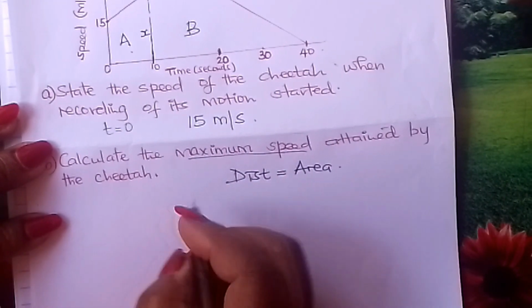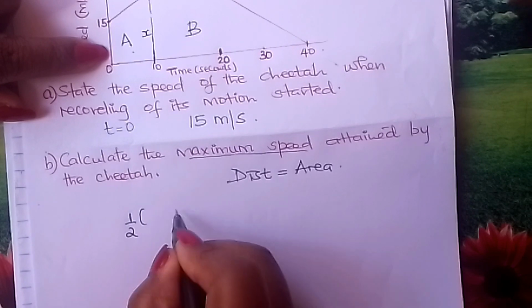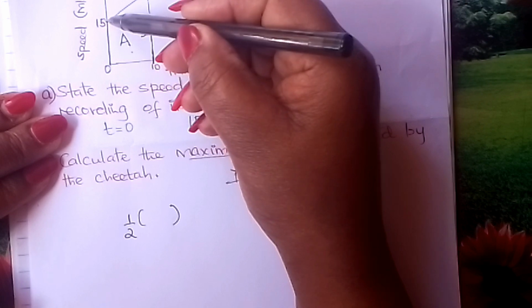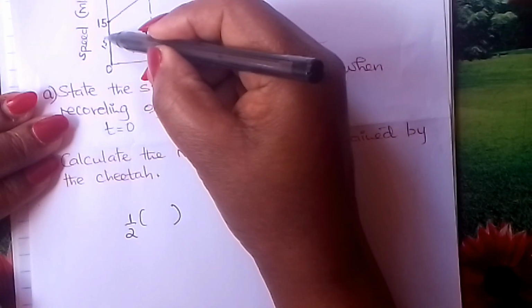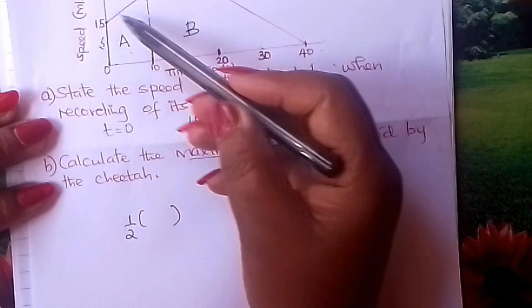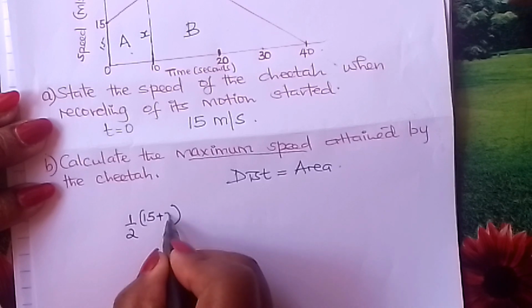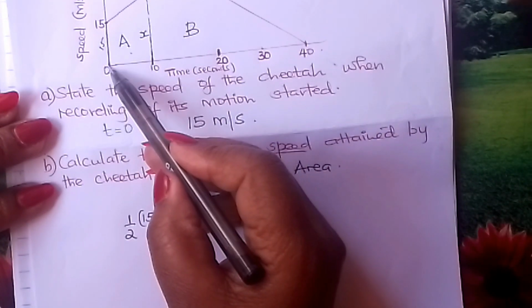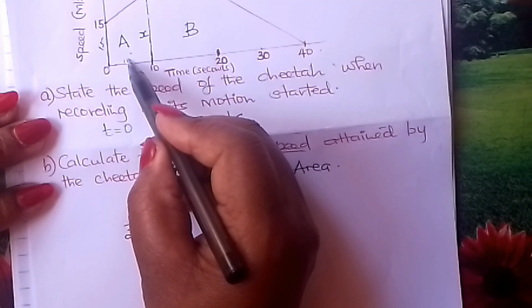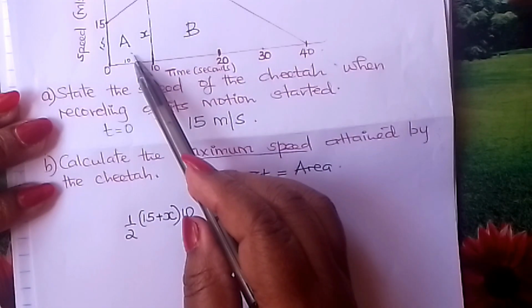We can say it is a half sum of the parallel lines. Here we have 15 that corresponds to this 15 here. So we talk of half of the sum of 15 and x on this other side. Those are the parallel lines, sum of parallel lines times the perpendicular height. I hope you can see this. The perpendicular height here is 10. That is the area for our trapezium A.